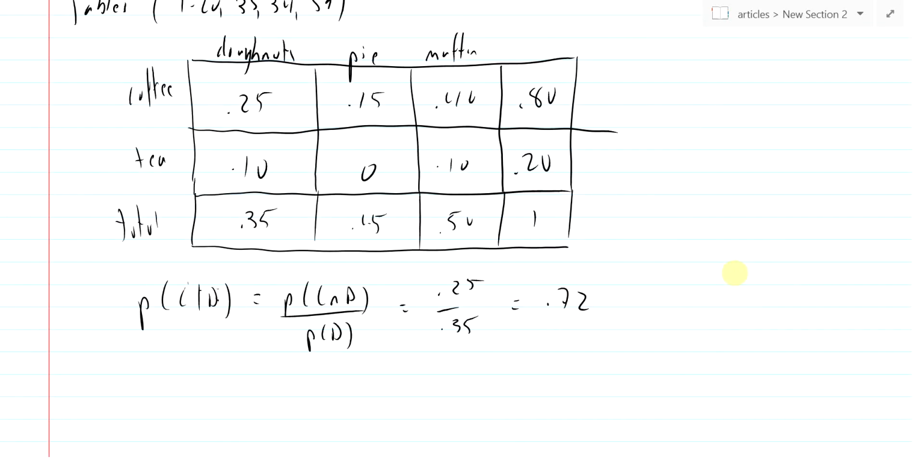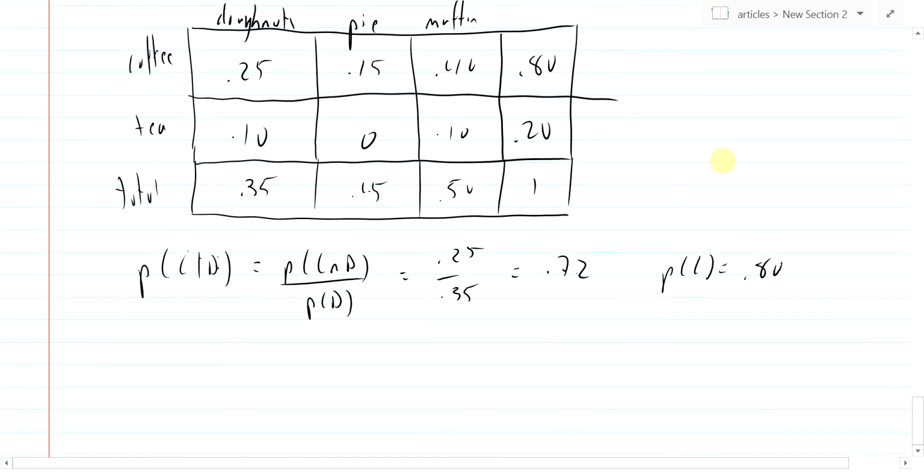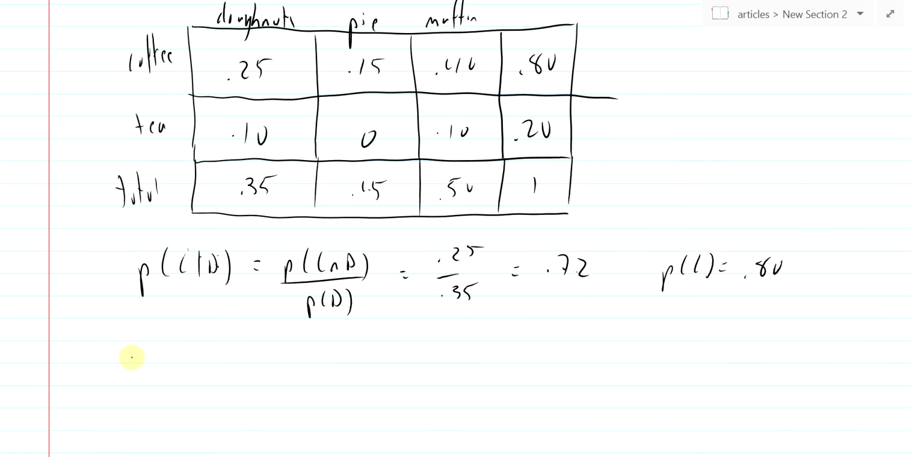Okay. What's the probability of having coffee? Right, that's 80%. This suggests that if you see someone with a donut, it's less likely they have coffee than if you just see someone at random, right? 80% of the people in the store have coffee, but only 72% of the donut eaters have coffee. Okay. That suggests that these are not independent.